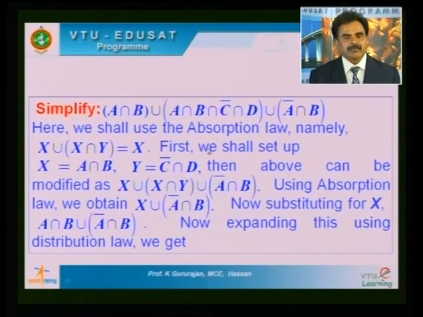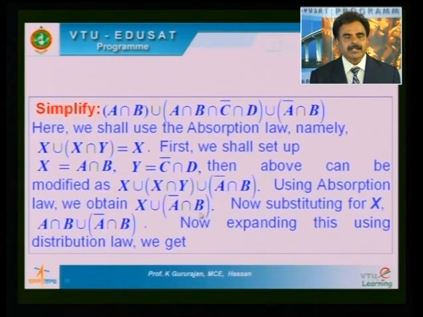Now, here I am going to use the absorption law, which I mentioned yesterday in the class. What is the absorption law? X union X intersection Y is X. This law is required here, so I mentioned it in the beginning itself. Now, if I substitute for X and Y here, A intersection B is X, C complement intersection D is Y, union A complement intersection B is retained. Using the absorption law, X union X intersection Y can be replaced simply by X.